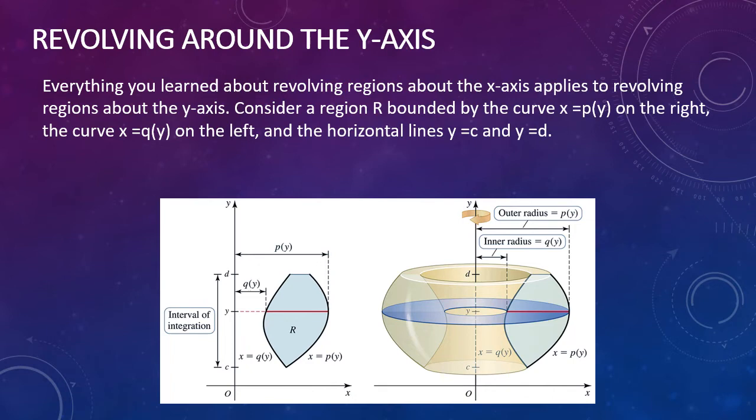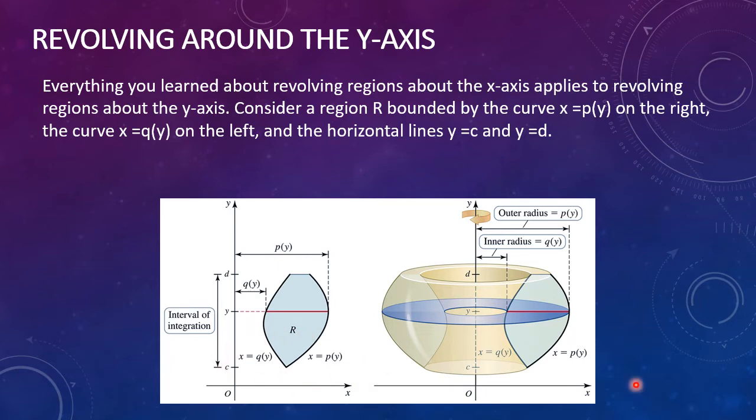So far we've been evaluating solids that revolve around the x-axis. But what happens if the solid revolves around the y-axis, as you can see in this image here? Well, everything you've learned about revolving around the x is really the same as revolving around the y. It's just that we're going to use functions that are defined in terms of y. So the outer radius would be x equals a function p of y, and the inner radius would be a function x equals q of y.